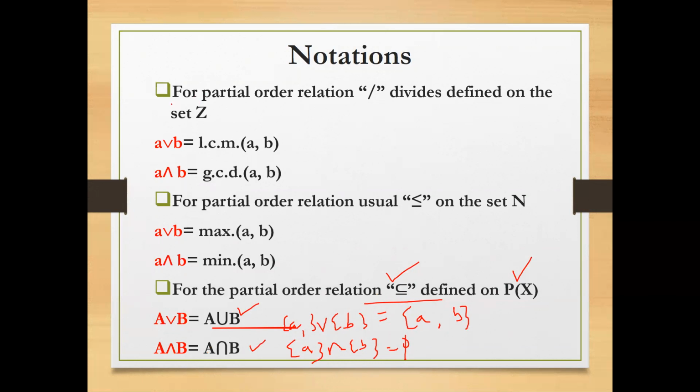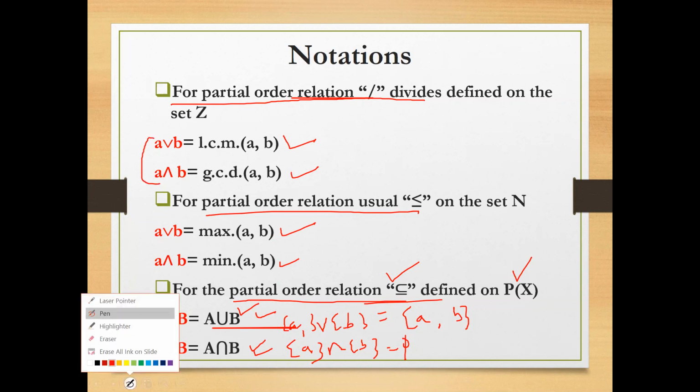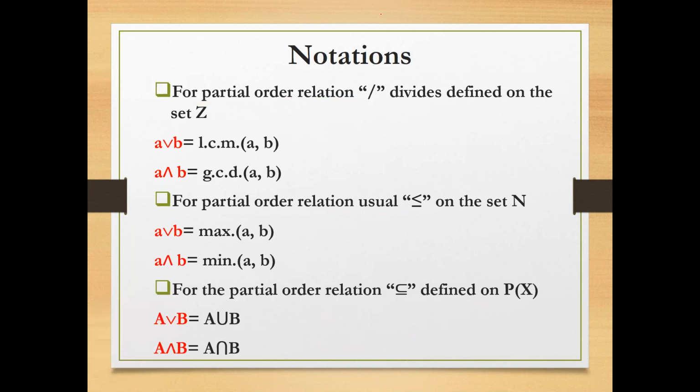So commonly we will face these three types of partial order relation. For these three types of partial order relation, I have defined their join as well as meet. So everybody has to remember all these three relations, and their join and their meet. So this is about the notations.